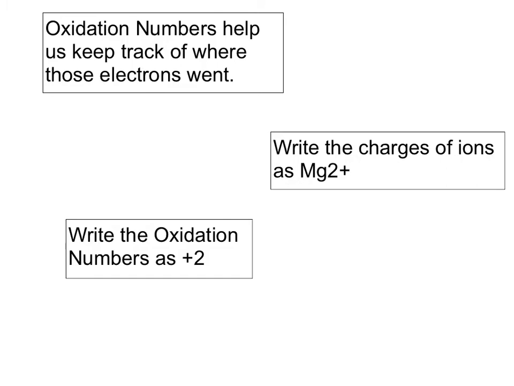Now, when we are writing the charge of an ion, we would typically write it as, for example, in the case of magnesium ion, Mg 2+. If we're writing an oxidation number, we would write it as a +2. So just note the distinction there.